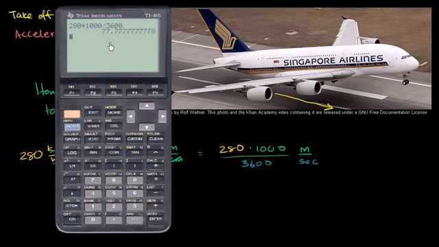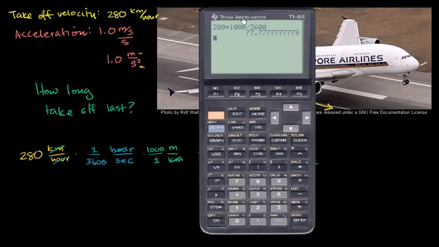3,600, and it gives me 77.7 repeating indefinitely. And it looks like I had 2 significant digits in each of these original things. I had 1.0 over here. Not 100% clear how many significant digits I have over here. Was the spec rounded to the nearest 10 kilometers, or was it exactly 280 kilometers per hour? Just to be safe, I'll assume that it's rounded to the nearest 10 kilometers. So we only have 2 significant digits here.